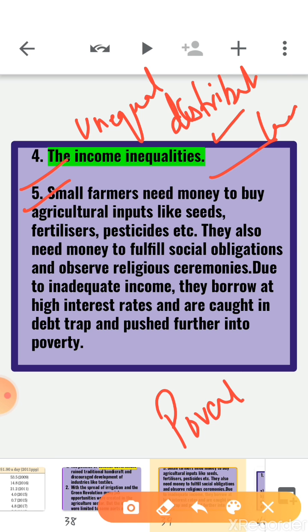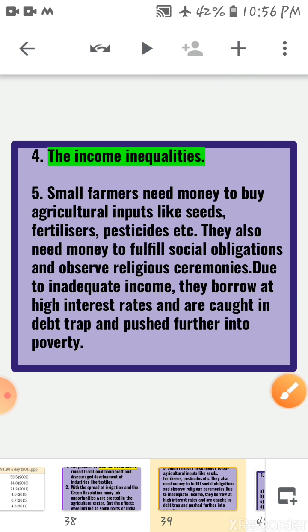So is it clear, the causes of poverty? First of all, the British rule. Next is the high growth rate of population, lack of job opportunities, income inequalities, and the lack of land resources. So these are the causes of poverty in India. So that's it for this part of the video. This chapter we will continue in the next video also.